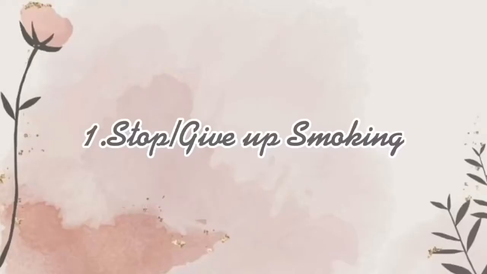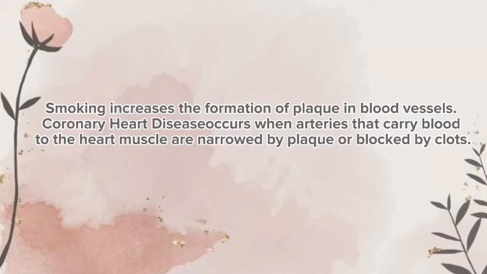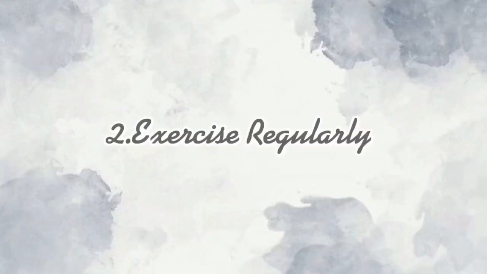How to prevent heart disease? Number 1. Stop or give up smoking. Effect: smoking increases the formation of plaque in blood vessels. Coronary heart disease occurs when arteries that carry blood to the heart muscles are narrowed by plaque or blocked by clots. Number 2. Exercise regularly.